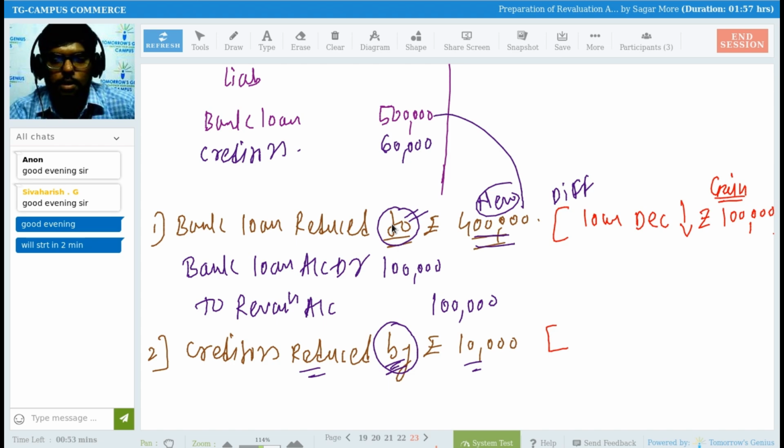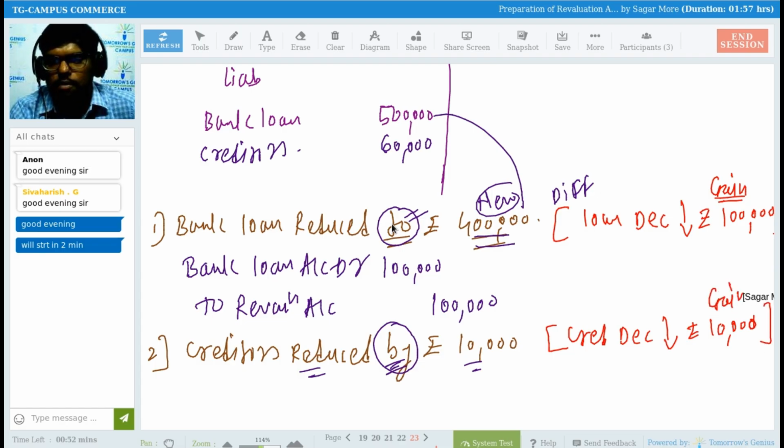Profit. Then if it is a profit, you have to write it on the credit side of the revaluation account. Creditors decrease by rupees 10,000 and it's a gain for you, right? Again, simple, right, Sadhna? We have to credit the revaluation account.